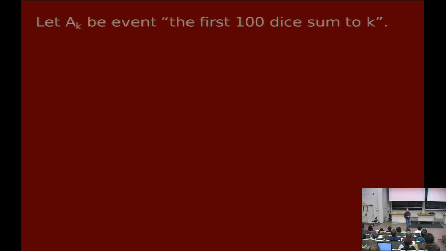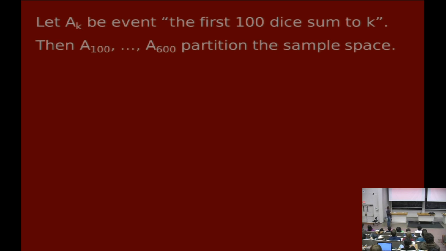Yeah, between 100 and 600. Okay, so we have 501 different events that we just defined. It's a very productive sentence. And I claim that these partition the sample space. That's just because every outcome has one sum, so it's in exactly one of these events, A sub k.